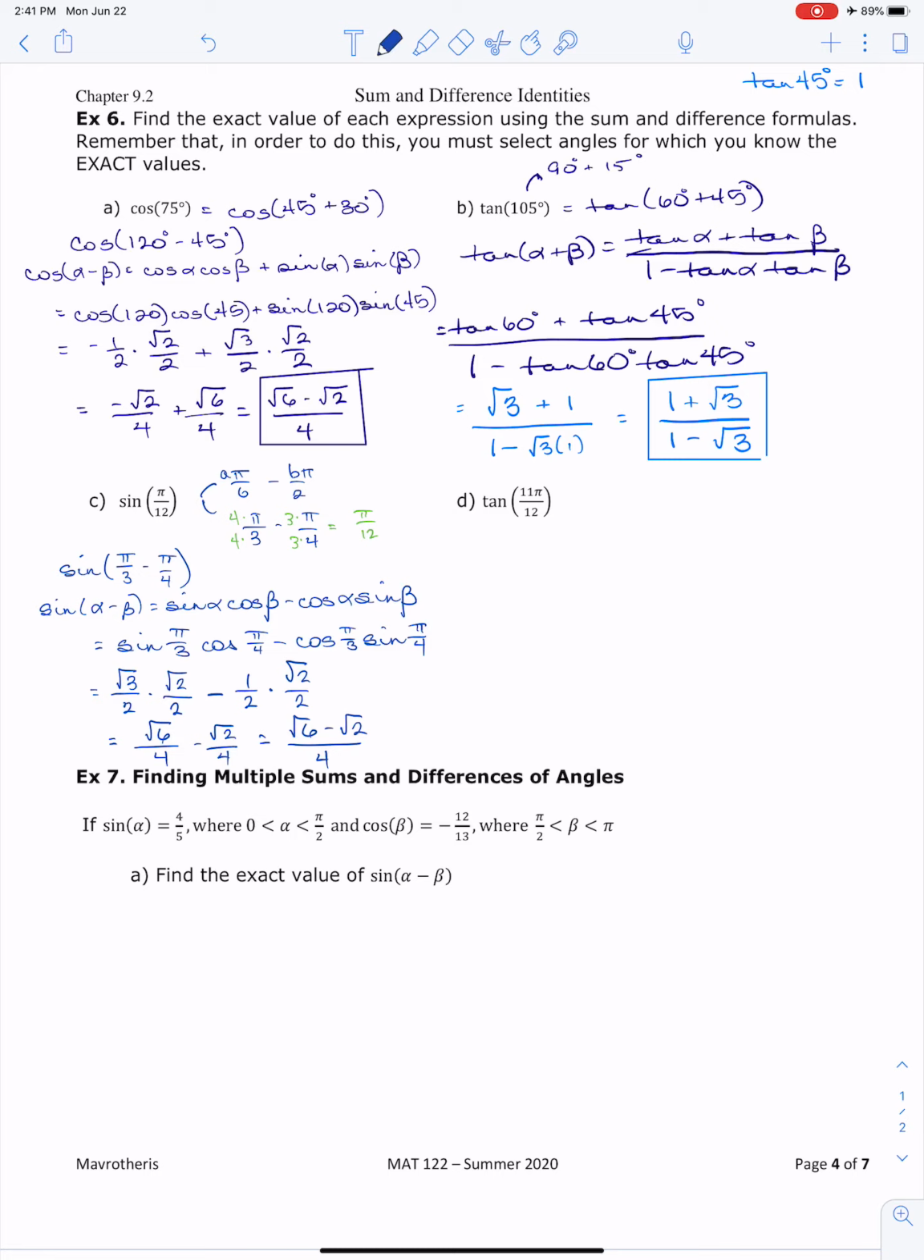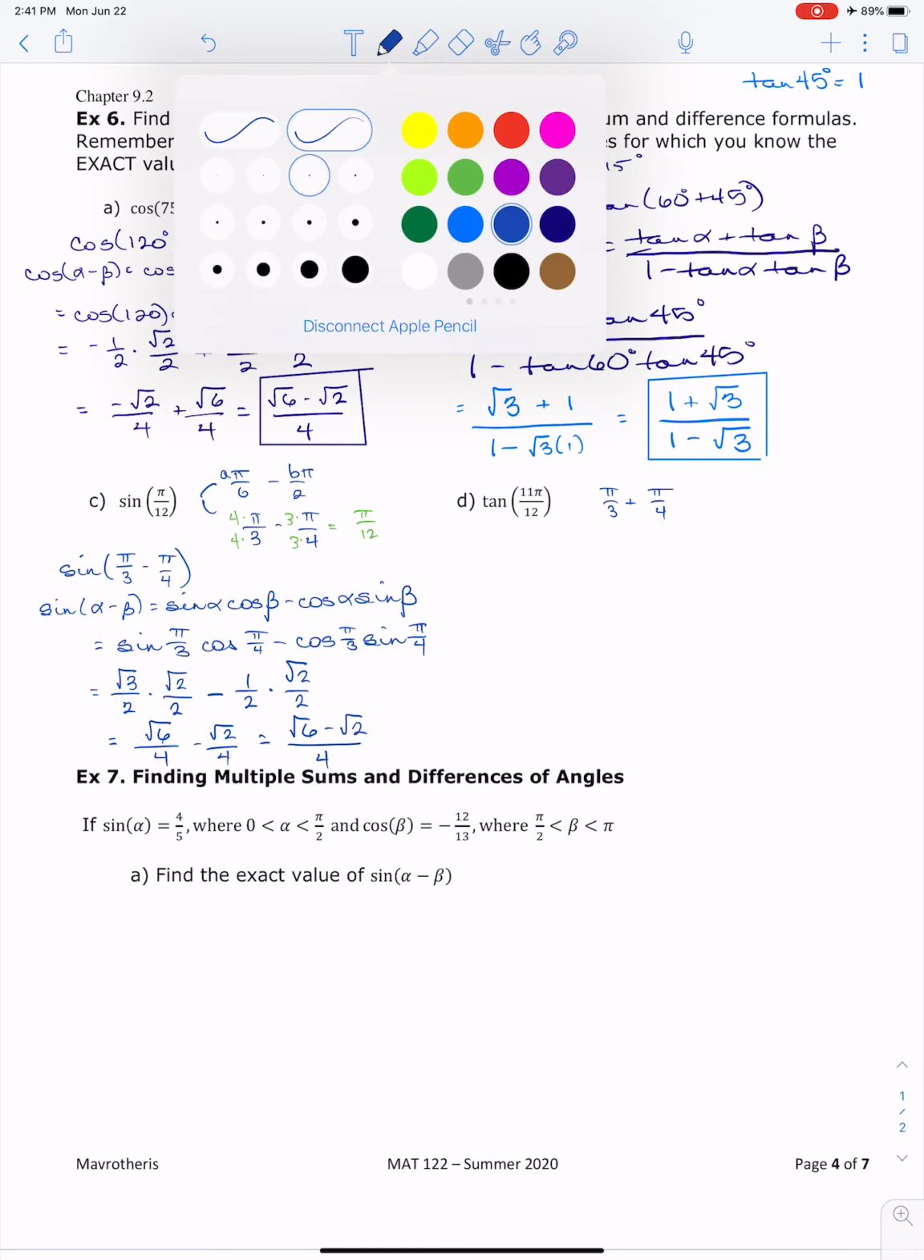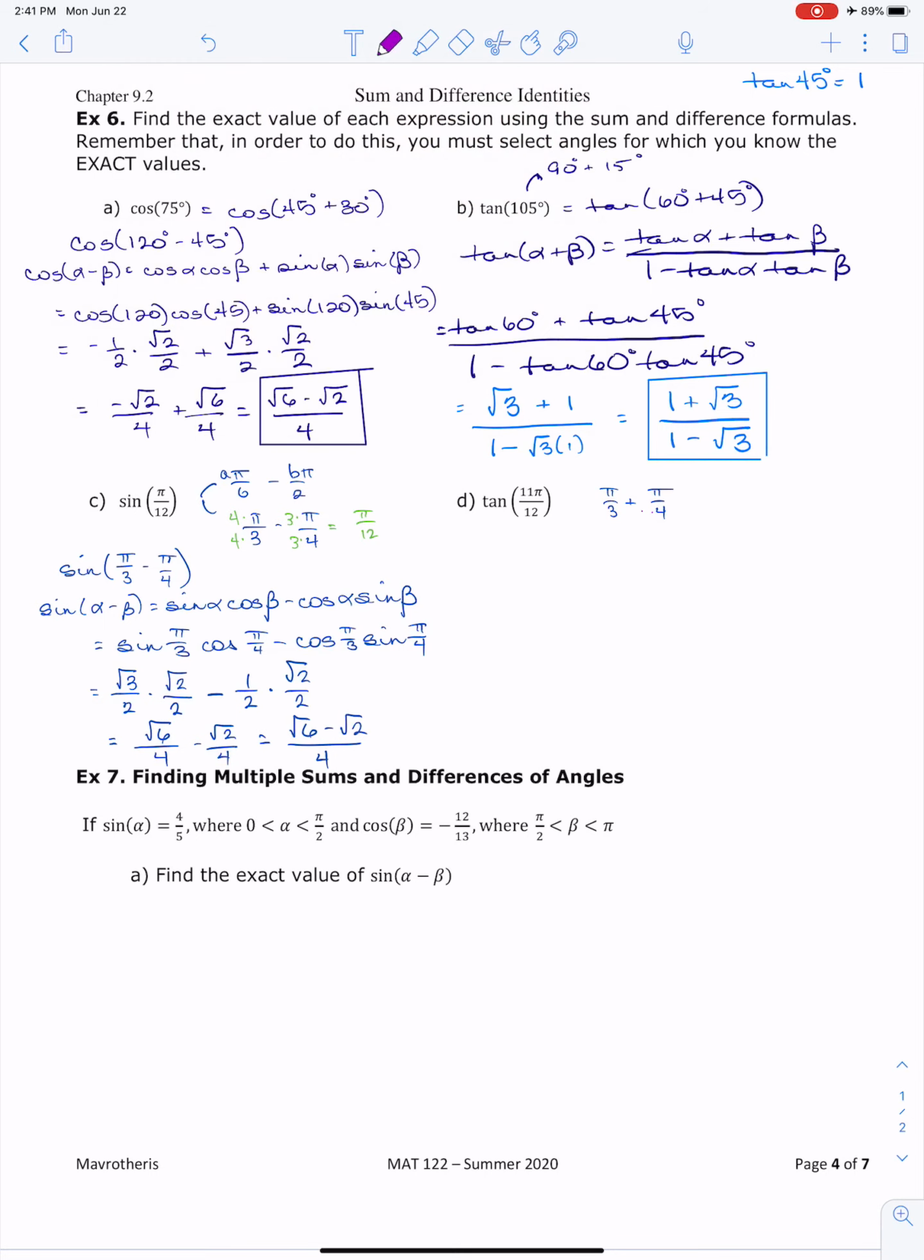Last one up here on the top, tangent 11 pi over 12. Again, I'm going to look for some combination of pi over 3 and pi over 4. 11 pi over 12 is bigger than both of them, so I'm going to assume I'm adding. And so let's see what happens when I get that common denominator. I got times 3 here, times 3 here. That would be 3 pi over 12. Times 4 here, times 4 here. That would give me 4 pi. 4 plus 3 is 7. That's not big enough.